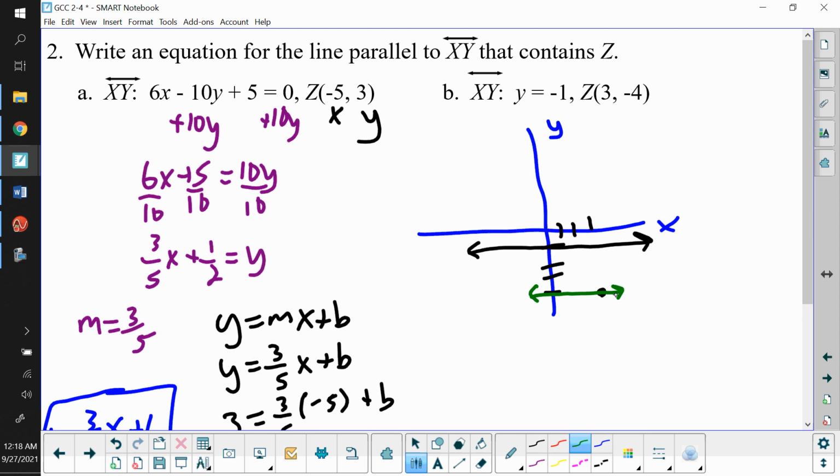So the equation must be y equals some number. Well, you decide what number it should be equal to based on what the y values are for all the points on that line. You have points like 0, -4, 1, -4, 2, -4, and so on. So our equation would just be y equals -4.